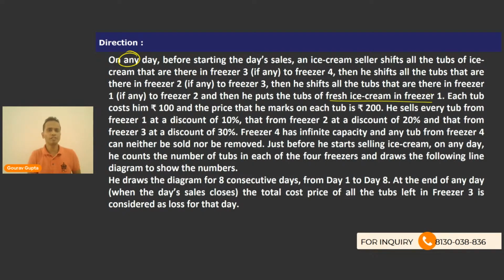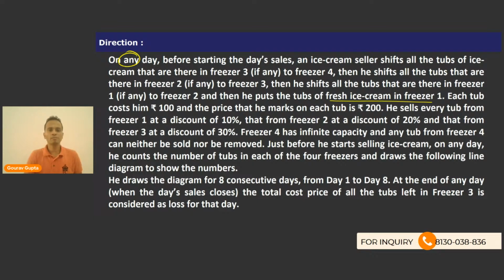So he has 4 freezers. At the beginning of any day, he will shift all the ice cream from freezer 3 to freezer 4, from freezer 2 to freezer 3, freezer 1 to freezer 2, and now freezer 1 is empty. Then he will put the tubs of fresh ice cream in freezer 1. Okay, so what he's doing is every day he's shifting the ice creams from one freezer to the other, right?